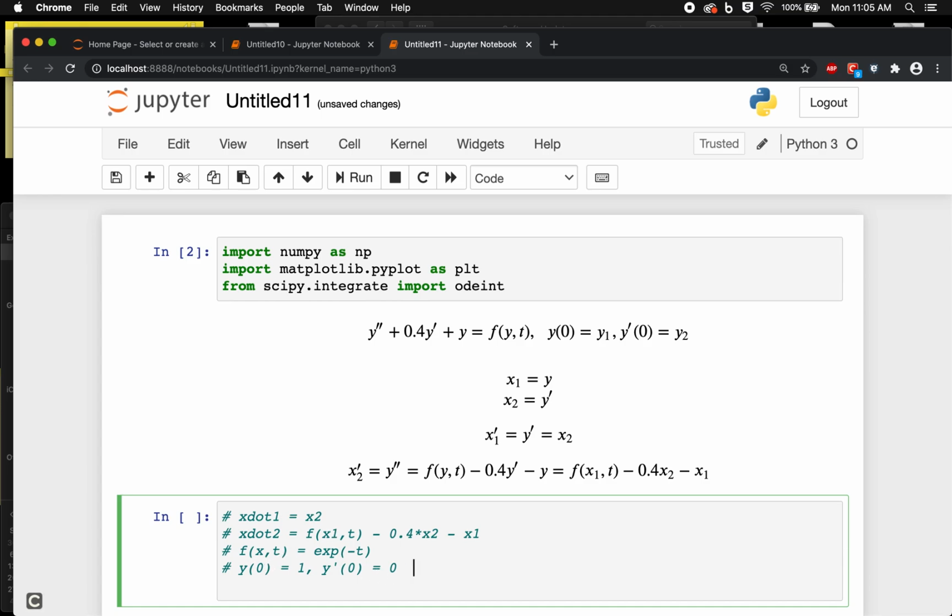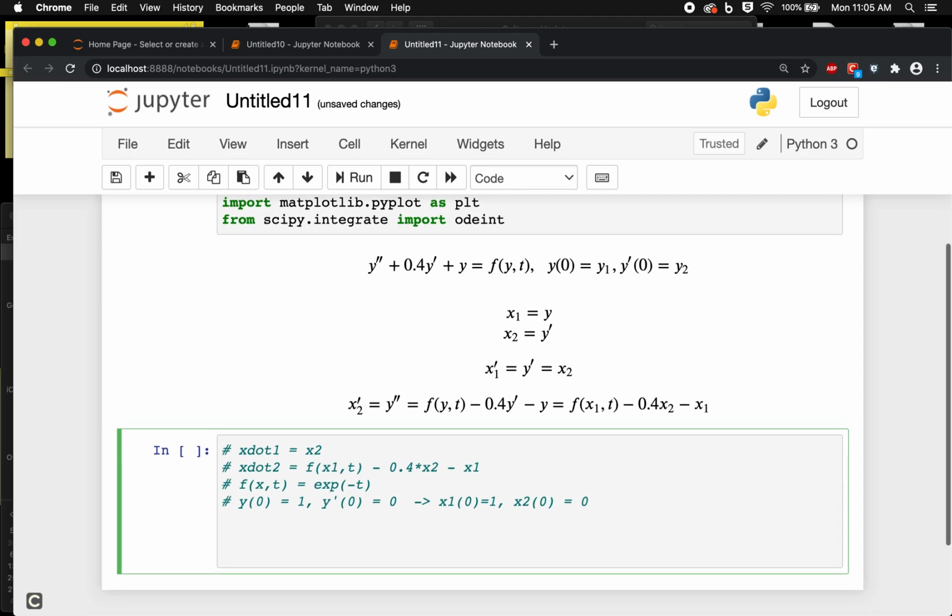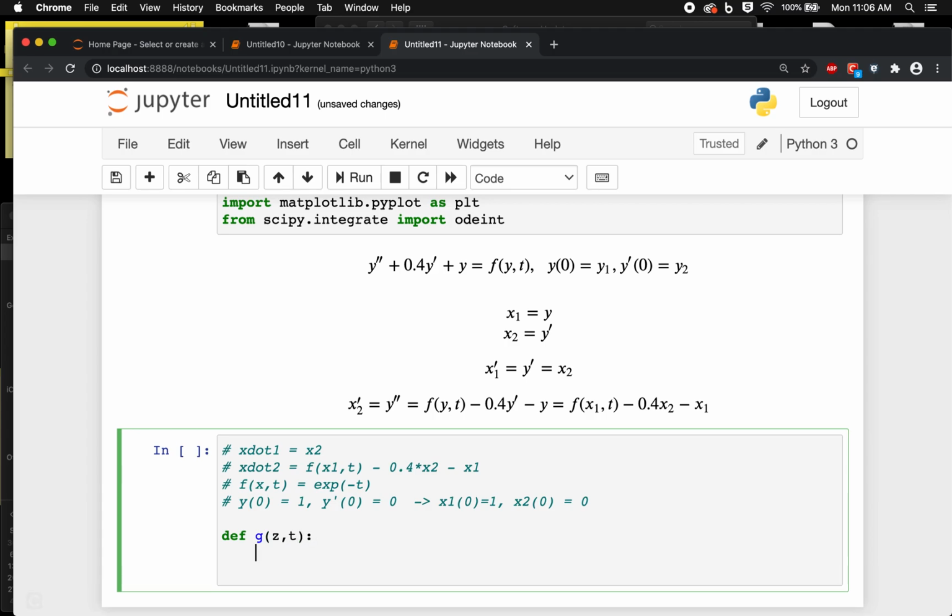These two equations, of course, will tell us, just by looking at the definitions up here, that x1 of 0 will be equal to 1, and x2 of 0 will be equal to 0. So that's kind of what we're recasting here. So we can define our f. Let me call this g of z comma t, and we're going to have x1 and x2 is equal to z.